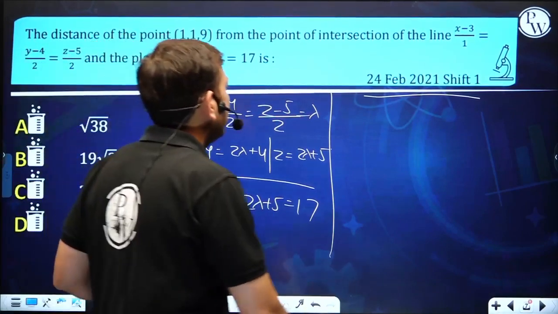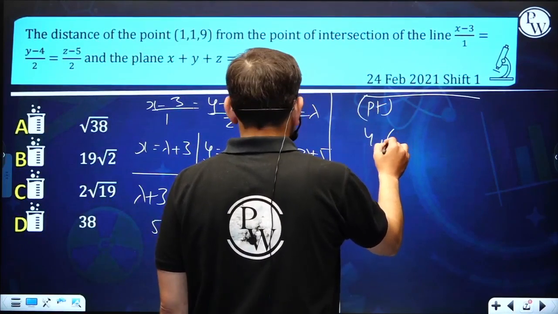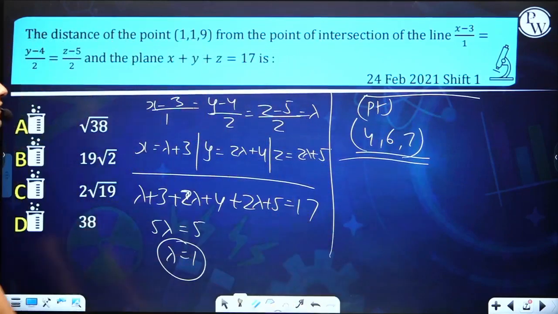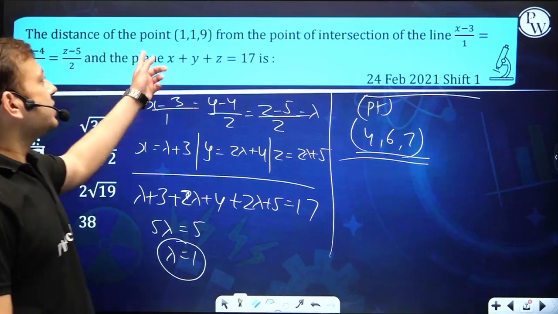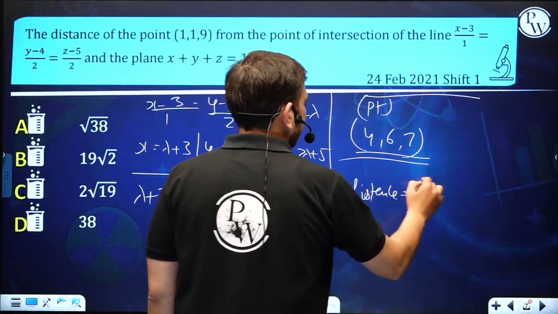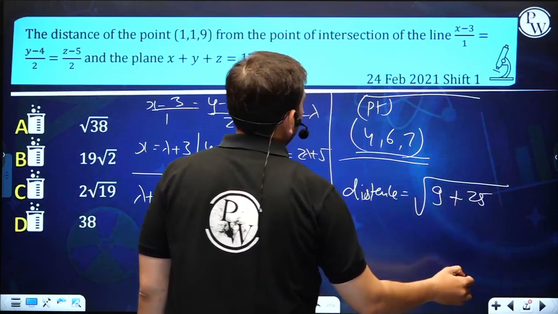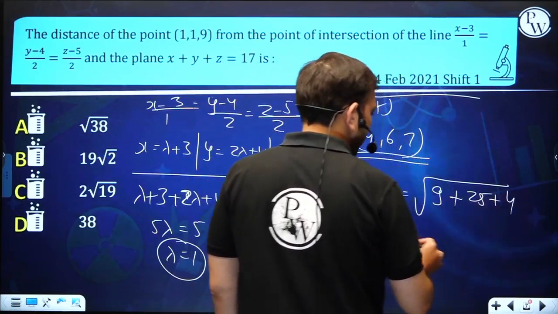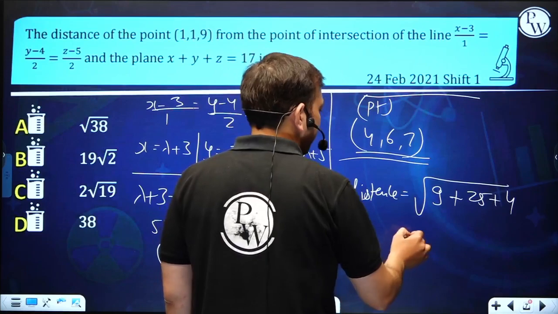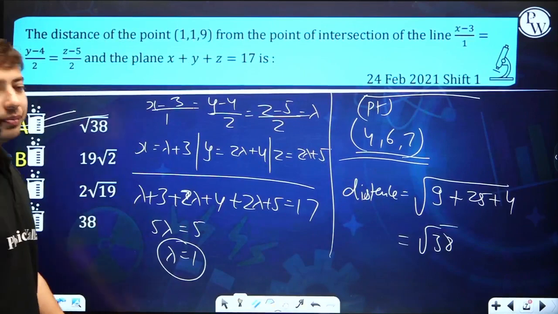So the intersection point will become 1 plus 3, 4, 2 plus 4, 6, 2 plus 5, 7. So (4, 6, 7) is your intersection point. Now you need to find the distance between this point and this point. So distance is equal to the square root of (4 minus 1) squared, 3 squared, (6 minus 1) squared, 5 squared, (7 minus 9) squared, 2 squared. So it will become 9 plus 25 plus 4, root 38. Root 38, first option.